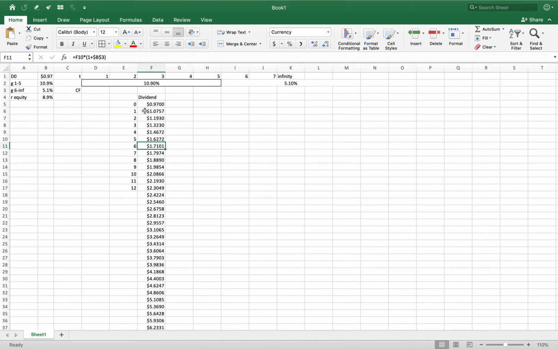But we know that a growing perpetuity formula is whatever your next period's cash flow is. You just need to know that next period's cash flow. You divide it by the discount rate minus the growth rate.